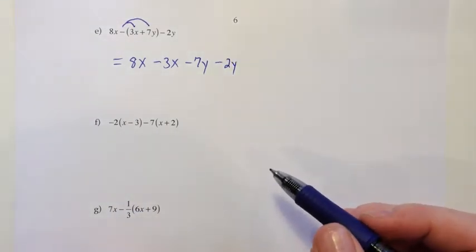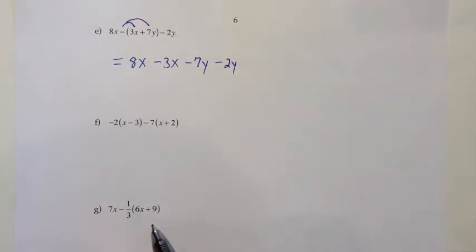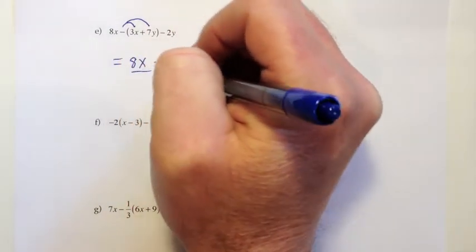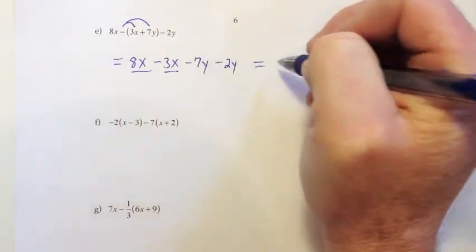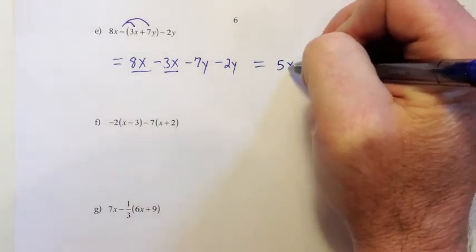And then I start combining like terms once the parentheses are gone. And you do usually want to be careful not to try and combine them until after you've cleared parentheses. So we have x terms that are like terms, so I'll add their coefficients together. 8 minus 3 is 5, and those are still x terms.